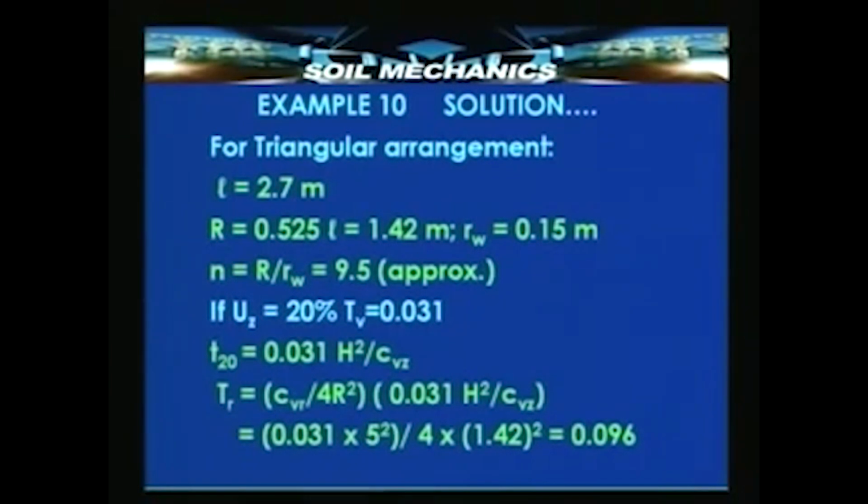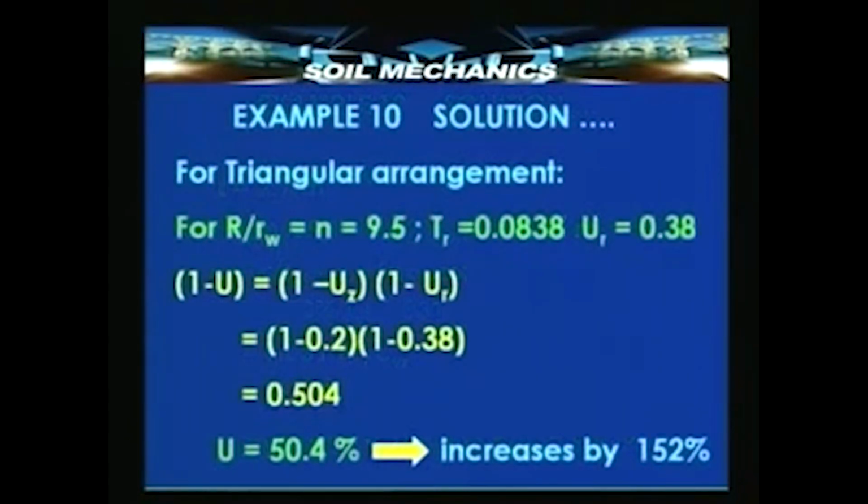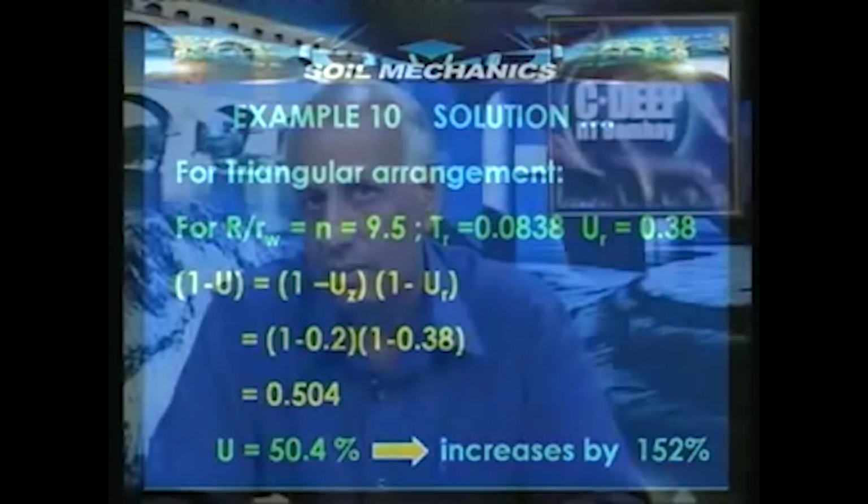Now, let us consider the triangular arrangement in an identical manner, corresponding to L and capital R and small n. We can find out UZ and TV and small t20 and capital TR, which comes to be 0.096. Given this value of TR and the corresponding UR, we get capital U as 50.4%. That means over a UZ of 20%, we now have an increase of 152% in the degree of consolidation.